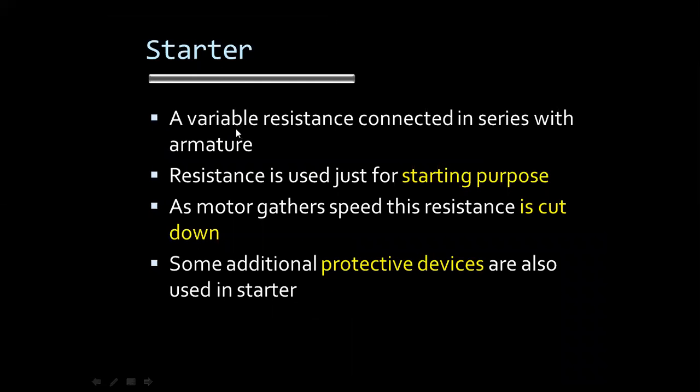So starter is nothing but a variable resistance connected in series with armature. Variable means at start this resistance will be at maximum position, and as the motor gathers speed, the resistance will be gradually cut down. This resistance is used just for starting purpose. It is not going to remain permanently in the circuit. So it is just for the sake of starting purpose. And as I told you, this resistance is gradually cut down.